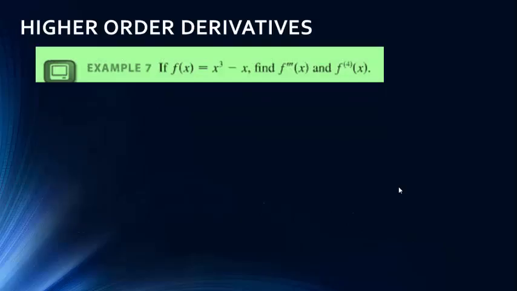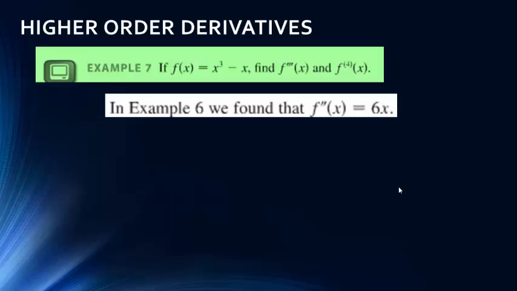All right, so now let's look at one more example, example 7. Notice this is the same problem that we did the first and second derivative for, x cubed minus x. So notice in example 6, we found that the second derivative of this was 6x. We found the first derivative way back in example 2. So now we need to take the third derivative here, f prime prime prime of x, and notice here's f of 4, the fourth derivative of x.